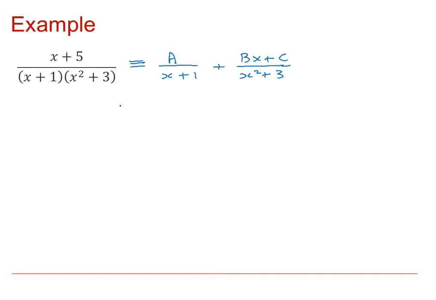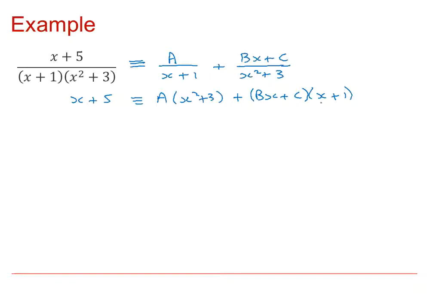Now we multiply through by (x + 1)(x² + 3), as we have done in previous questions. When I multiply a over x + 1 by (x + 1)(x² + 3), the x + 1 cancels out and we get a(x² + 3). And when I multiply (bx + c) over (x² + 3) by (x + 1)(x² + 3), the x² + 3 cancels out and we get (bx + c)(x + 1). Quick note, sometimes students write it without brackets. It's very important that you bracket the bx + c, otherwise the algebra will not make sense.